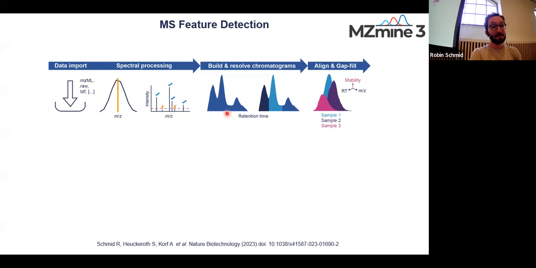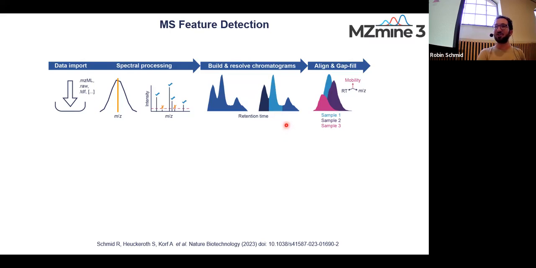So yeah, we have the extracted ion chromatograms first, and then in the second step, we need to find the valleys and find the peaks. So we need to apply some peak constraints to split chromatograms into separate features.